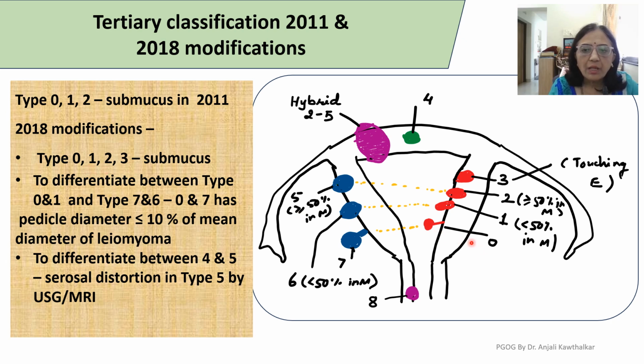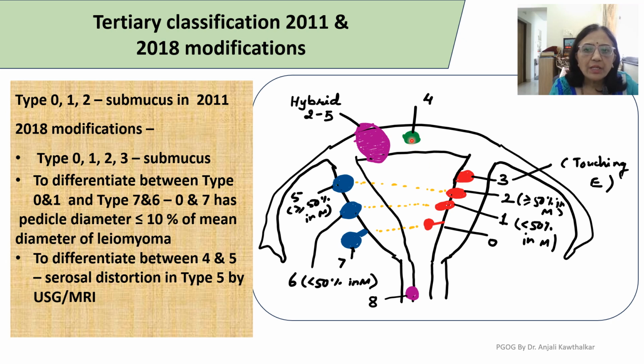Now here as we can see, type 0 is a pedunculated submucous fibroid. Type 1 is a submucous fibroid which has less than 50% of the component in the myometrium. Type 2 is when the myometrial component is greater than or equal to 50%. And type 3 is entirely in the myometrium, but just touching or abutting the endometrium. So there is actually no distortion of the cavity, but it is touching the endometrium, which has been brought under the umbrella of submucous by the 2018 modification.